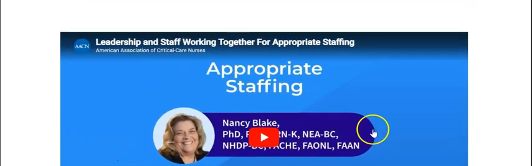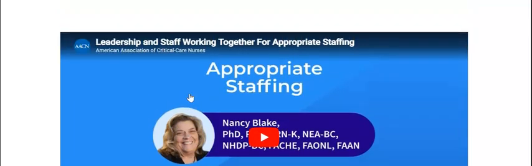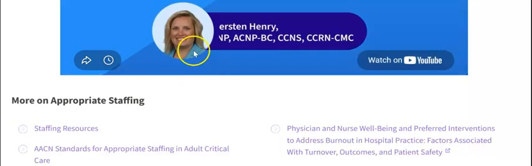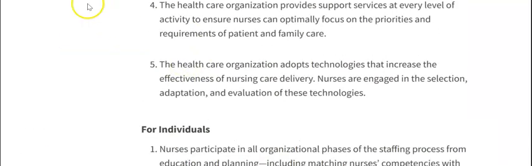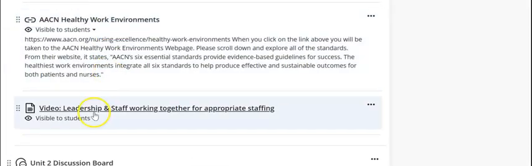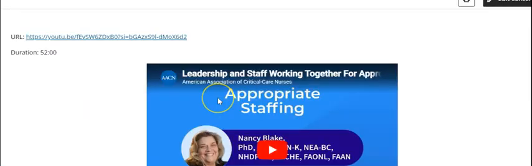And this is where I located a very recent video, it was uploaded 3 weeks ago. A 2026 video by Nancy Blake. She just retired from California, LA General Hospital, I believe she had worked at, and speaking about appropriate staffing. Now I have that video, and let me just go back. I have that video outlined right here. It's the same video as you just saw. This is where I took it from.